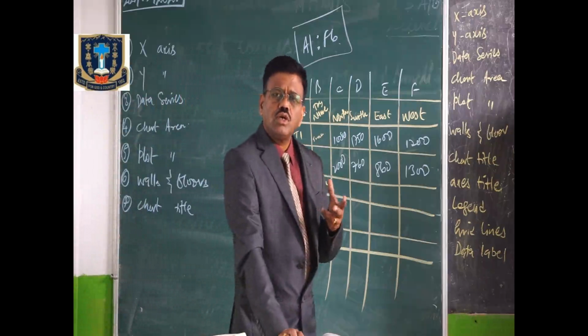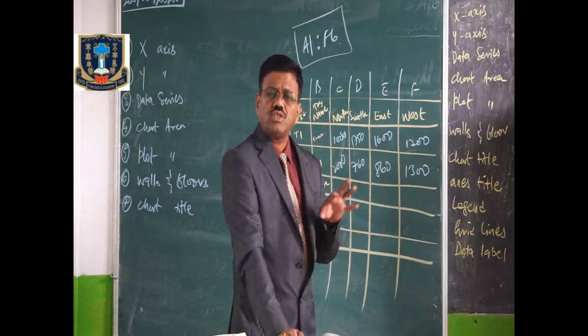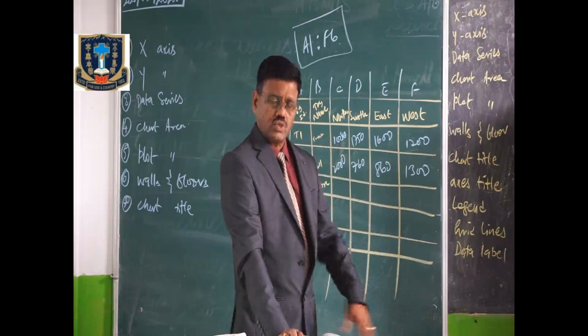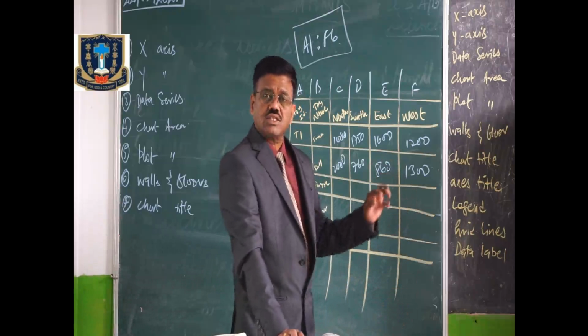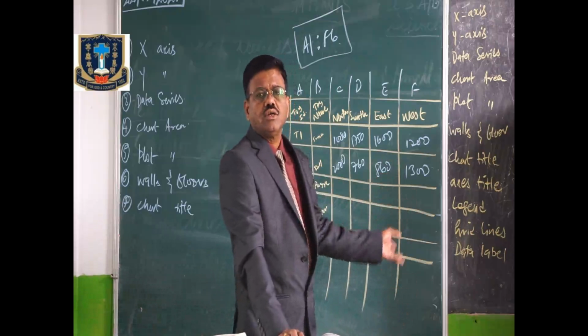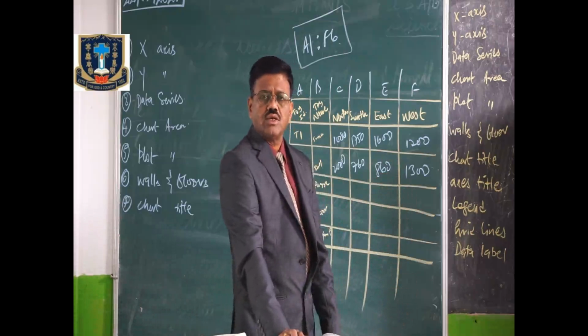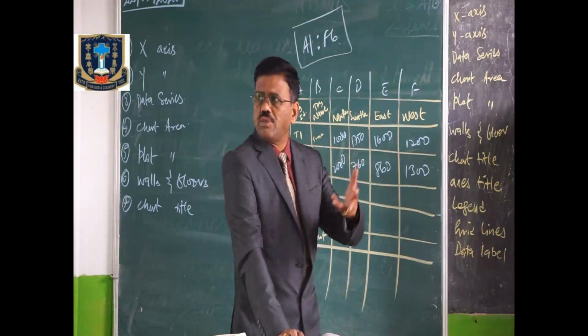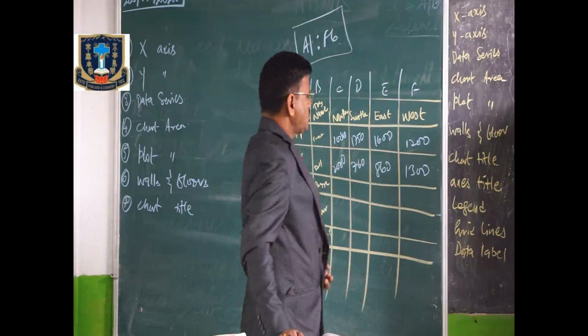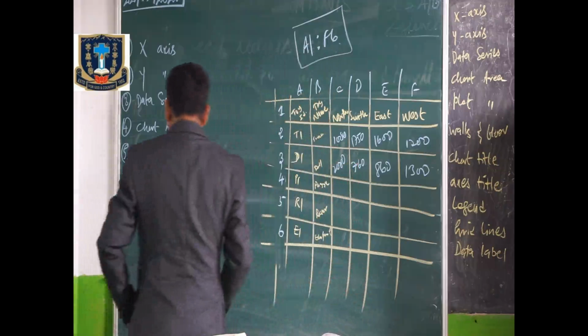Now are you talking about the inventory, the stock? What is the stock in the warehouse? Or what is the sales? If you are talking about the sales, then you must talk about the sales. Okay, what is the projected, estimated sales? So these are then axis titles.